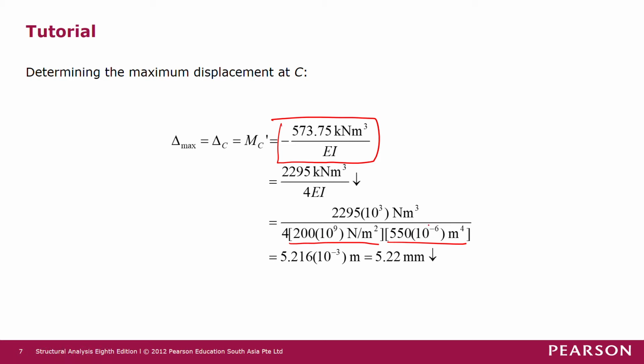And then for the second moment of area, the conversion is multiplied by 10 to the power of minus 12. So in resultant, we have 10 to the power of minus 6. And then we get 5.216 times 10 to the power of minus 3 meters, so it's 5.22 mm. So just now we got negative, meaning that the deflection is downward after we have changed it to the magnitude. Okay, so the deflection is downward of 5.22 mm at C. So that is the maximum displacement at C.